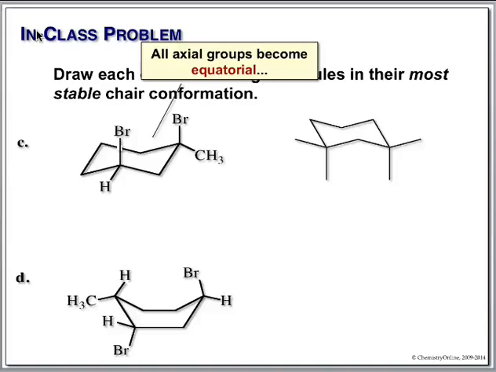Another way to think about it. Bromine will be above methyl. Bromine will be above hydrogen. So, bromine here, methyl here, bromine here, hydrogen here. Bromine above hydrogen, bromine above methyl.